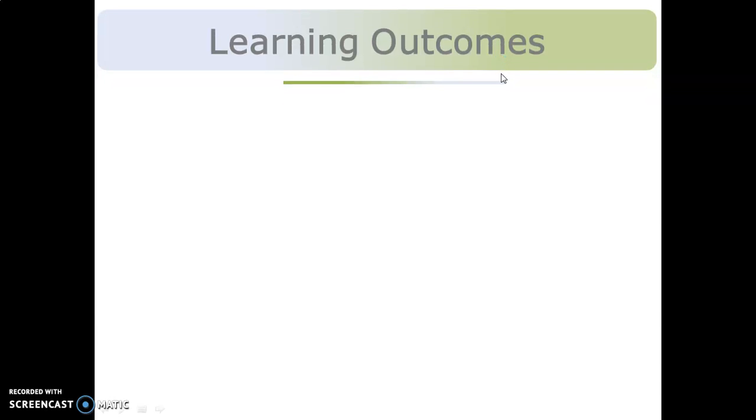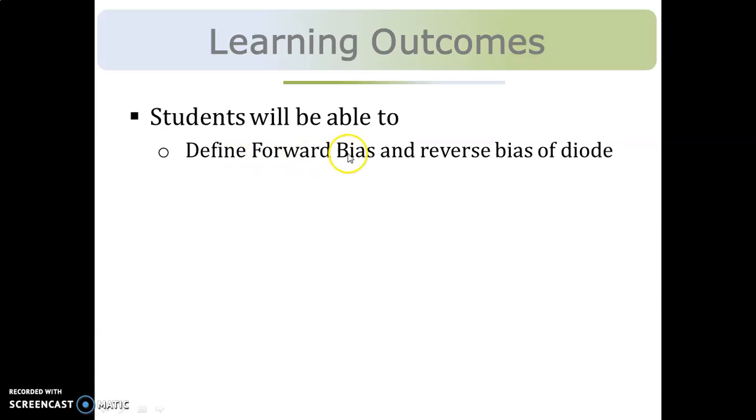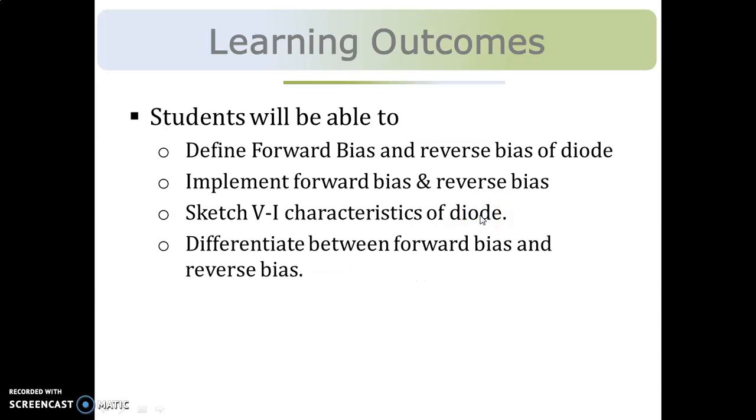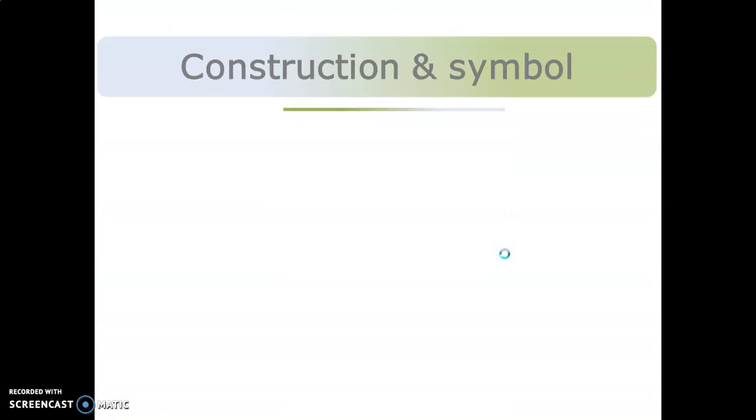After completion of this topic, the learners will be able to define forward bias and reverse bias of diode, implement the forward bias and reverse bias, sketch the VI characteristics of diode, and differentiate between forward bias and reverse bias.